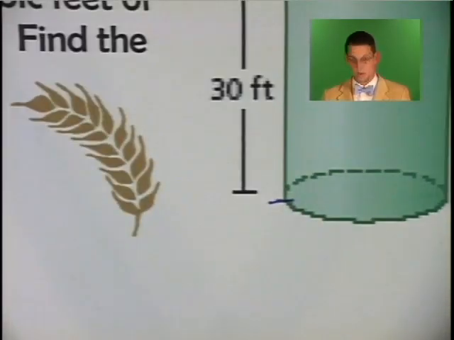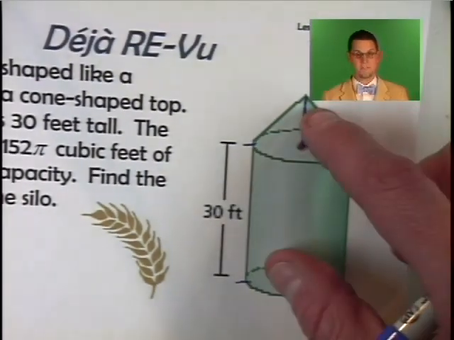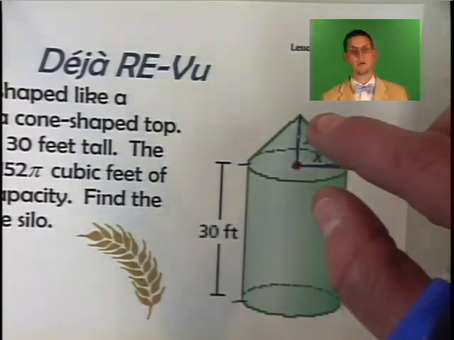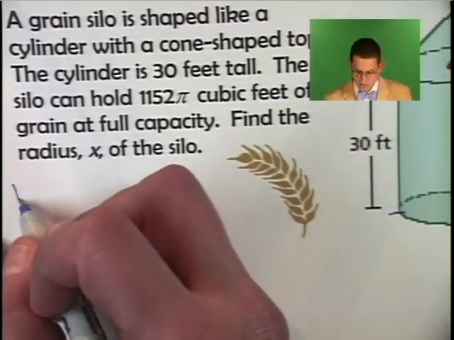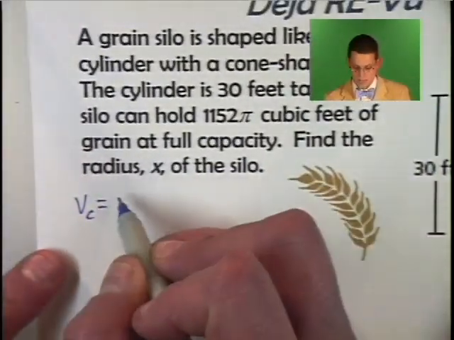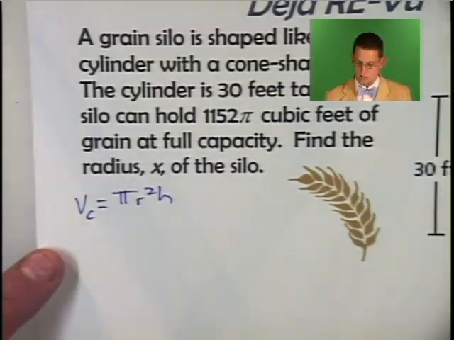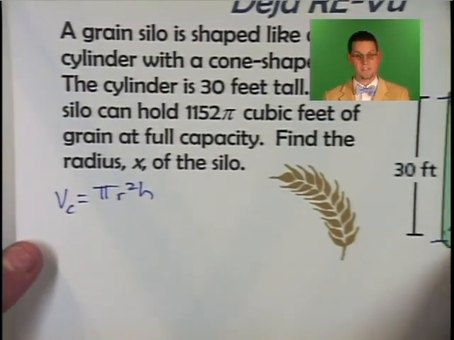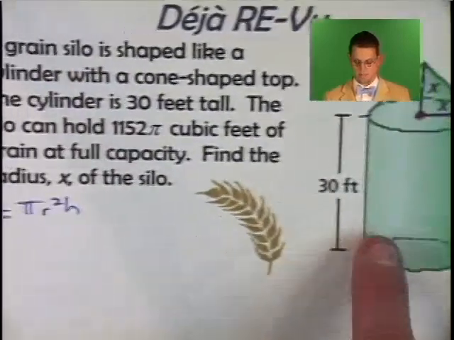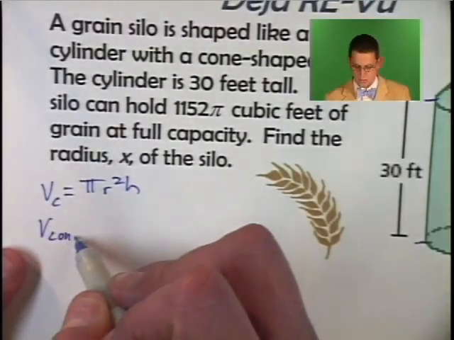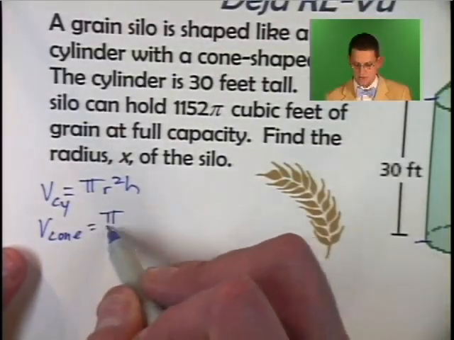Okay? So here's what we do. The volume of this thing is composed of the volume of the cylinder plus the volume of the cone. So the volume of a cylinder is equal to pi r squared h. We learned that in geometry. It's the area of the face, the circle, times the height. And the volume of the cone is going to be a third of that.